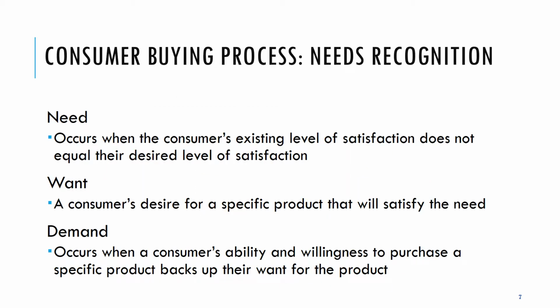So let's peel these different levels and steps of the buying process into more detail. For needs recognition, there is need, want, and demand. A need occurs when consumers' existing level of satisfaction does not equal their desired level of satisfaction. So therefore, they're not looking to get something just to fulfill a need or fulfill a certain value of satisfaction. It's really just they need it, so they have to have it to move forward with something or to fulfill a problem. The want, though, is a desire for a specific product that will satisfy the need.